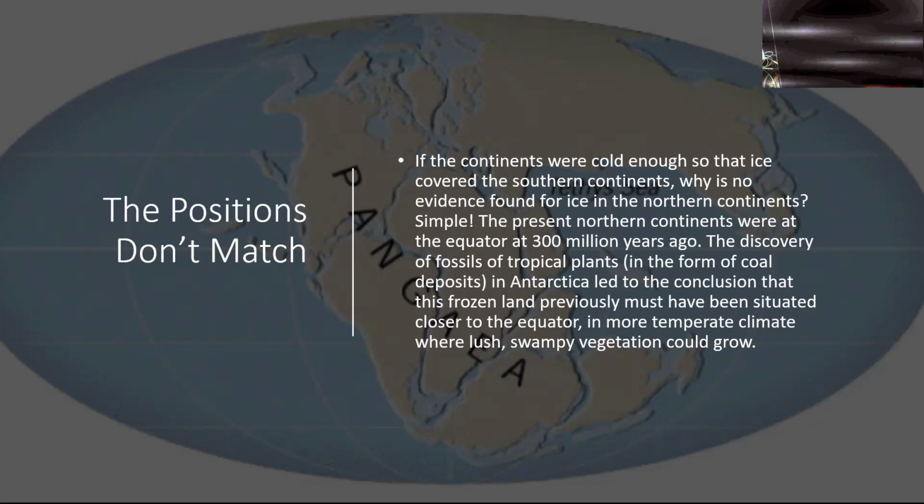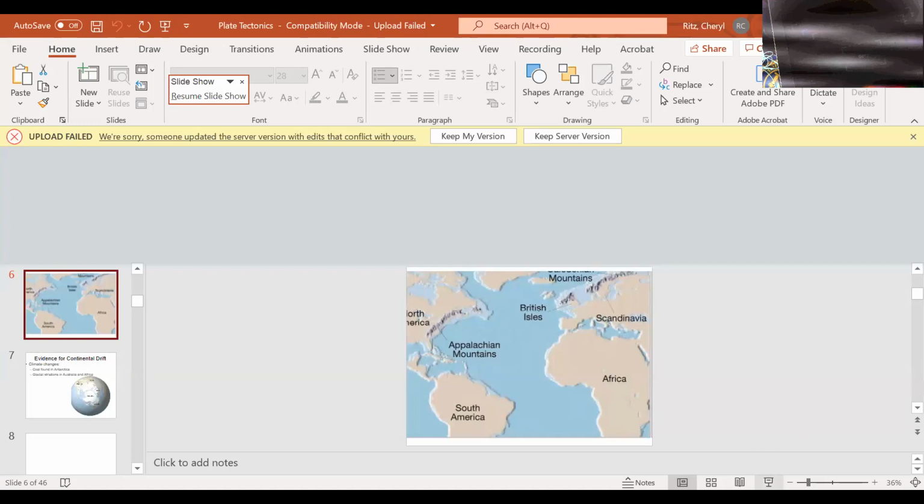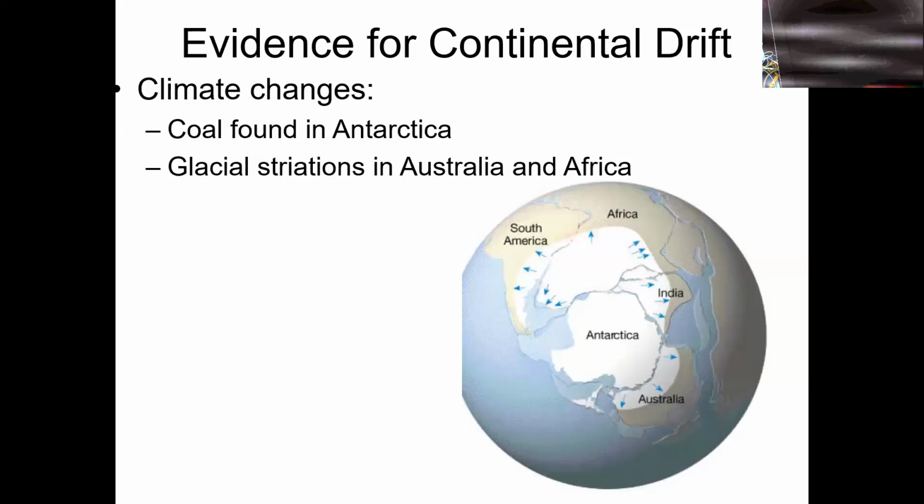Jungle to frozen completeness. So the last bubble you need is this one. The last bubble is this climate change. When we find coal in Antarctica and glaciers in Australia and Africa, that means something big has changed.